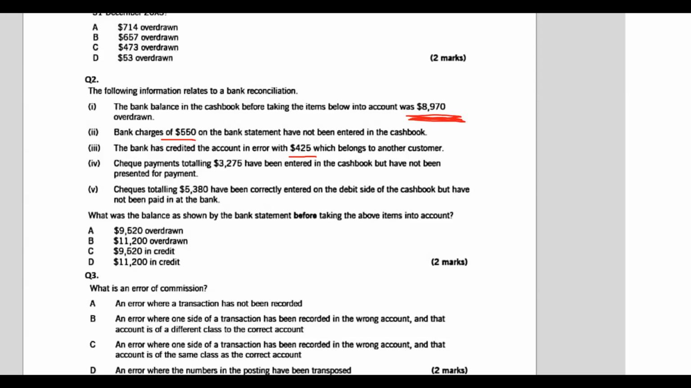So the question is, what was the balance as shown by the bank statement before taking the above items into account? So before the items were taken into account, what was the correct bank balance? 8,970. Do we have that option here?